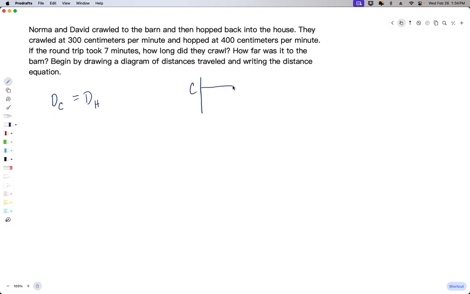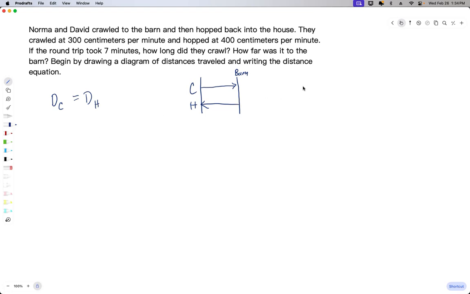Crawling, here's the barn. They left the barn, came back, hopping. The distances are the same. The difference is going to be the speed in which they do both of them is going to affect the time. Okay, so they crawl.